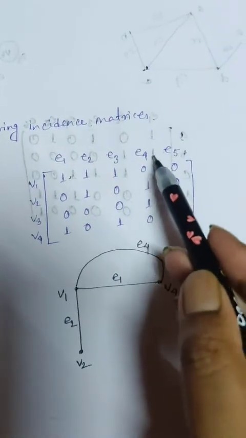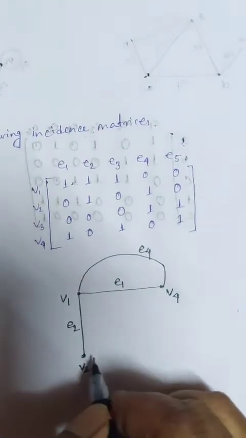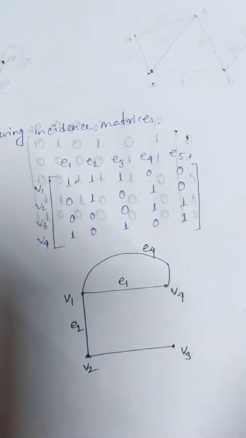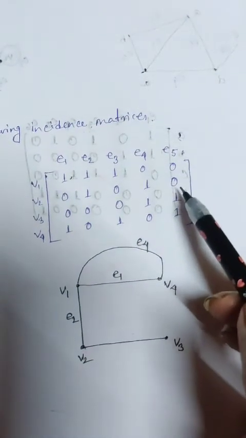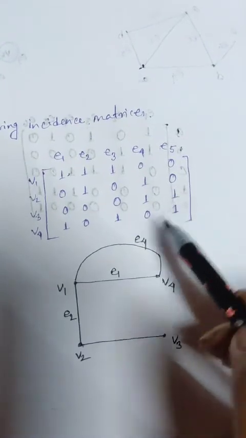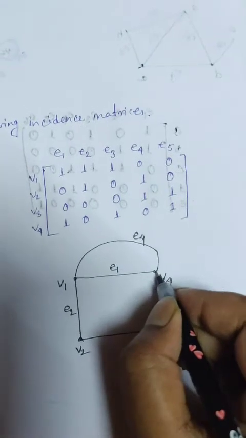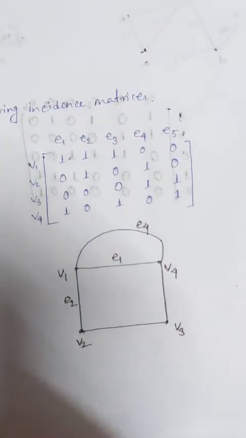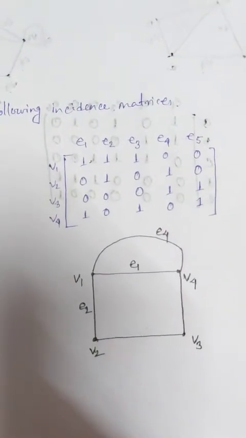And now if we go to the edge E4, that is E4 is incident with V2 and V3. So here we can draw it like this, V2 to V3. And if we lastly go to the edge E5, see here that E5 is incident with V3 and V4. So we can just add them. And this is the graph from the incidence matrix.